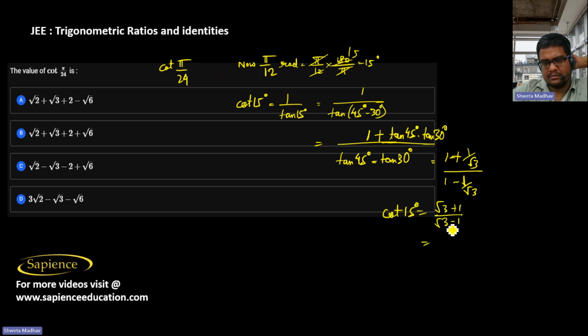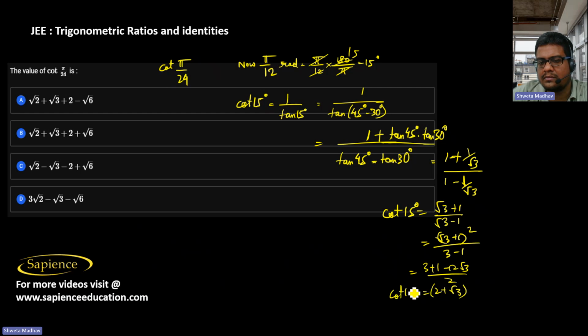So cot 15, if I simplify it, then we will get root 3 plus 1 whole square by 3 minus 1. So it is 3 plus 1 plus 2 root 3 by 2. So this is 2 plus root 3. So cot 15 is 2 plus root 3. Here we have to find cot 15 by 2 degrees, which means 7.5 degrees.